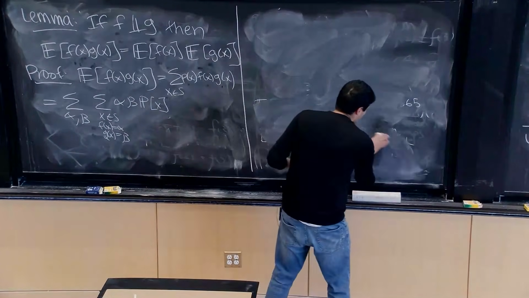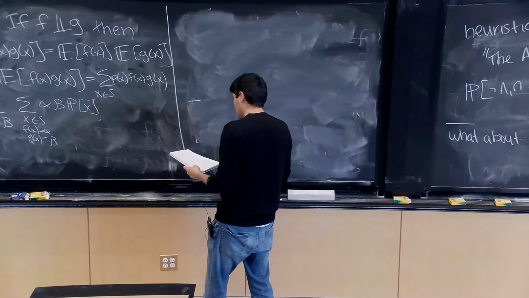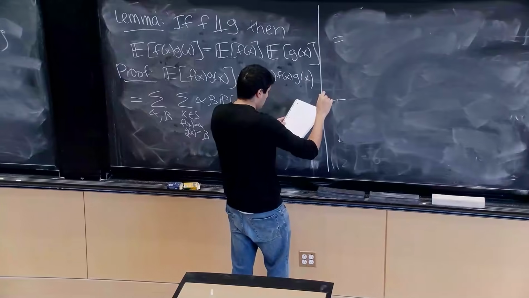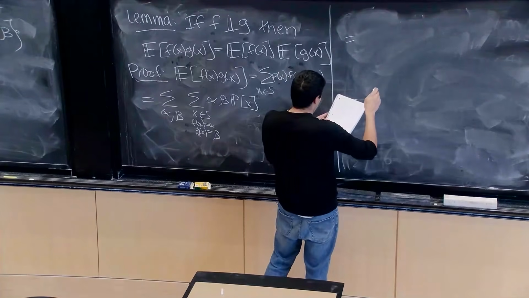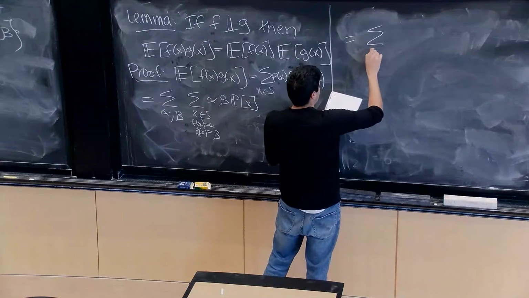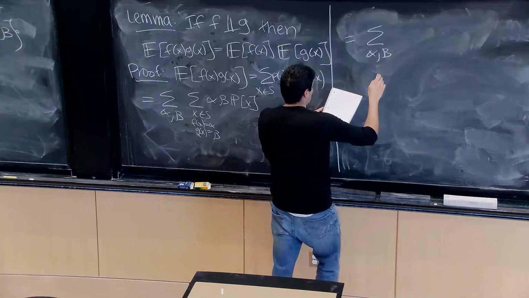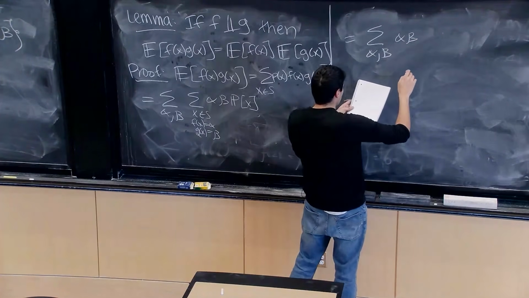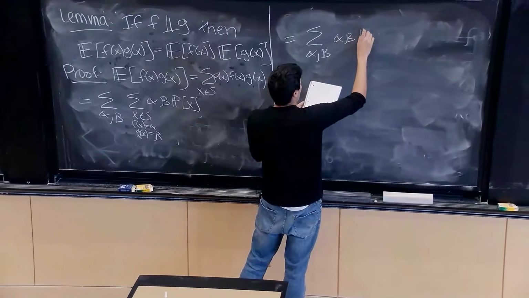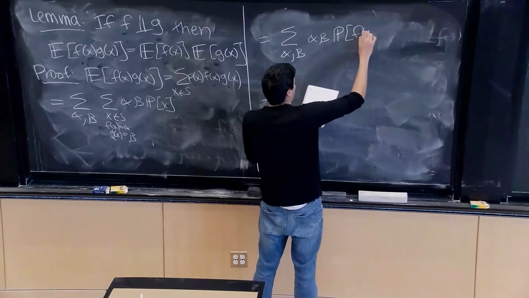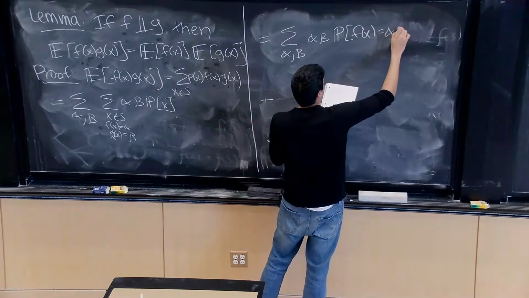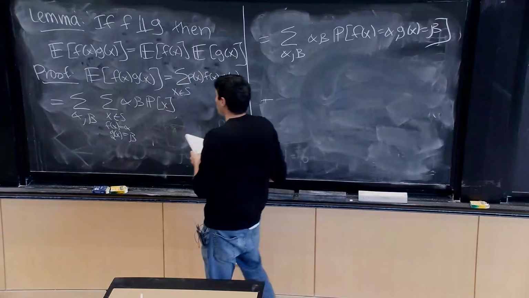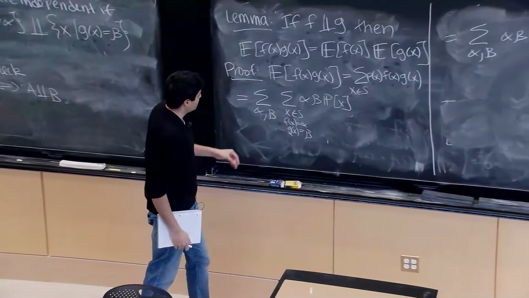So let's massage the sum until it stares us in the face how to appeal to independence. So this sum is the same thing as the sum over alpha and beta of alpha times beta times the probability that f of x is equal to alpha and g of x is equal to beta. So what have I done here, right?